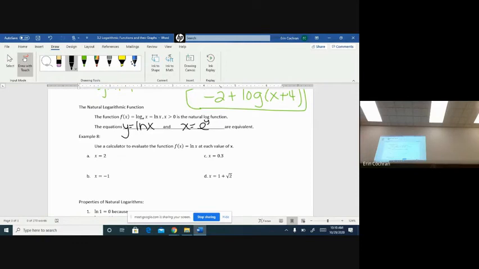Okay. So use your calculator to evaluate the function f of x equals ln of x. You guys know how to use your calculators? Do you see where the ln, the natural log, is? If x is 2, could you find y when you type in ln of 2? Let's go ahead and round to 3 decimal places. So y would equal 0.693.